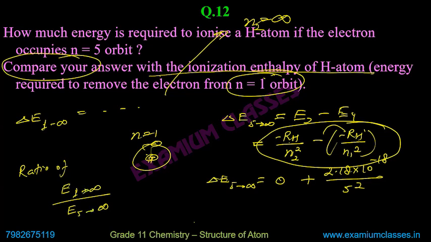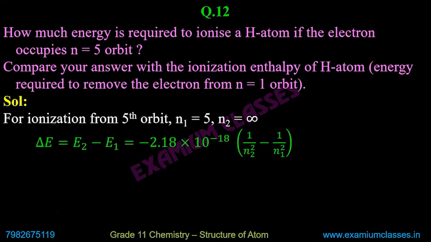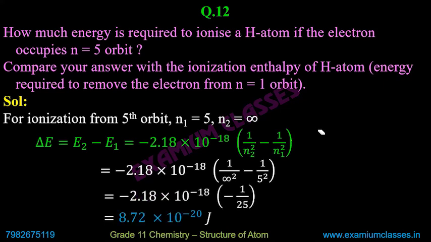This ratio you will calculate. That will be the answer. So in the first case, this is the formula. Although I have written here E2 minus E1, I have used the formula directly. And if you want, you can use Z square also. Not a problem, but you will have to use that as 1. So you get the answer.